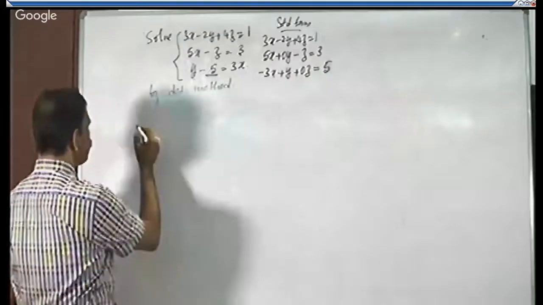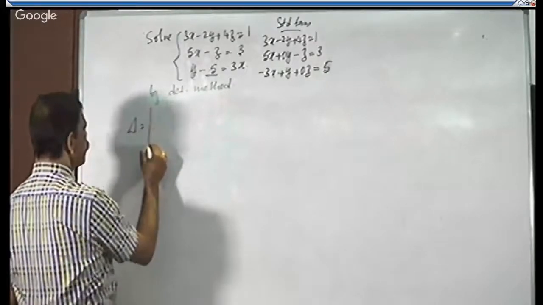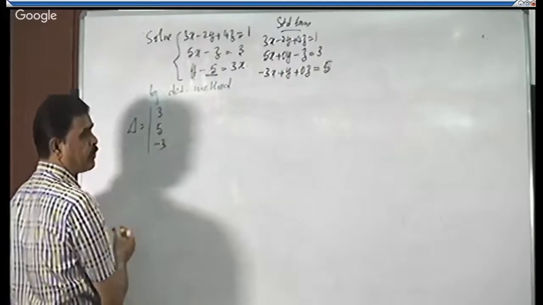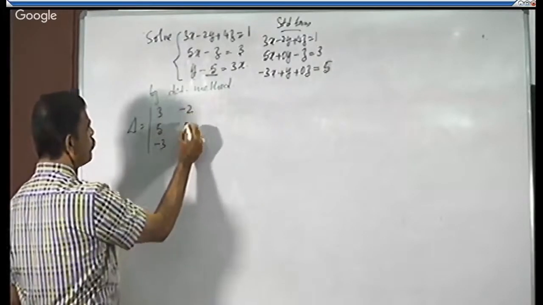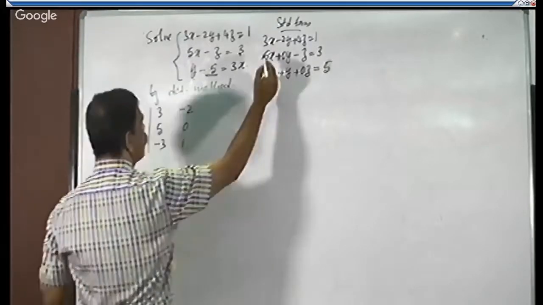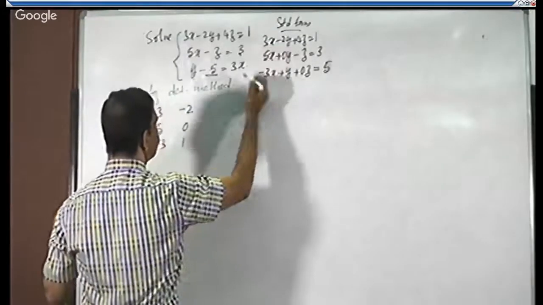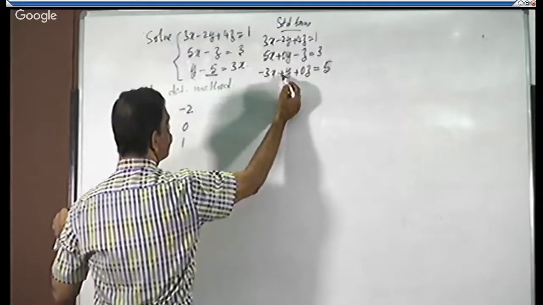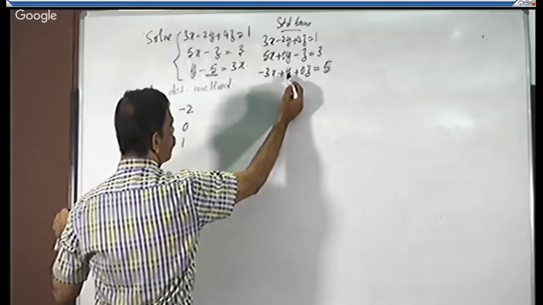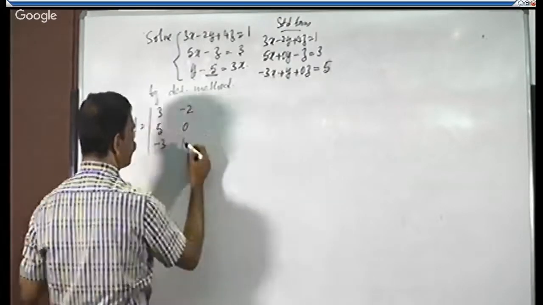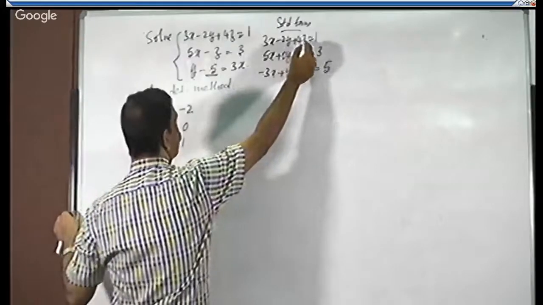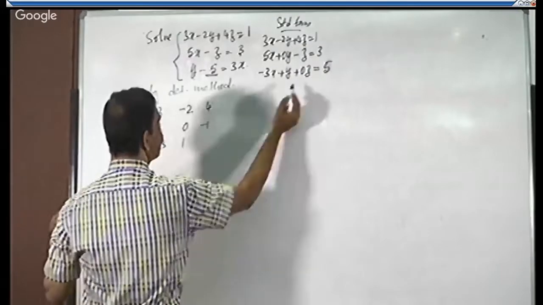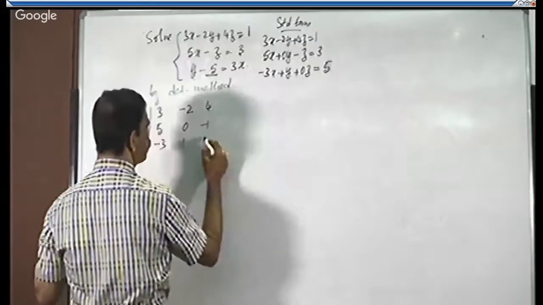We took all the equations into standard form, right? Then write determinants. Delta is equal to 3, 5, minus 3. X coefficients; y coefficients are minus 2, 0, 1; then 3, 5, minus 3. First column, y coefficients minus 2, 0, nothing is there now. It means the coefficient of y is equal to 1. In the third unknown, 4, coefficient of z is minus 1. Coefficient of z in the third equation is 0.